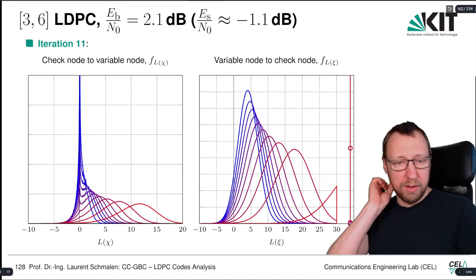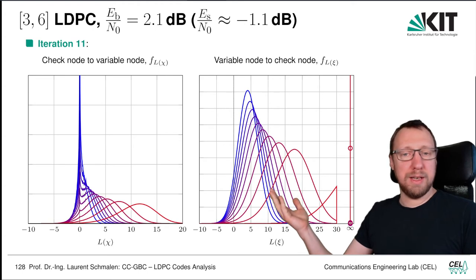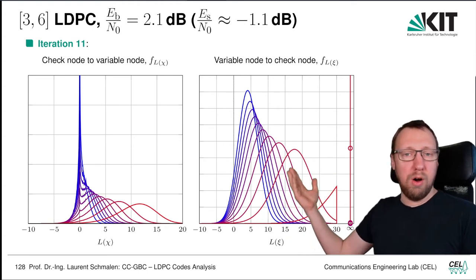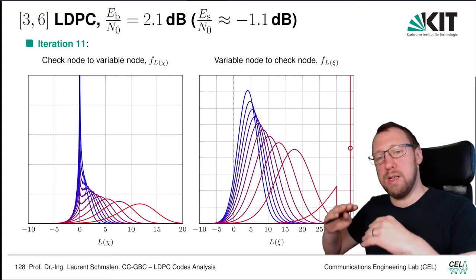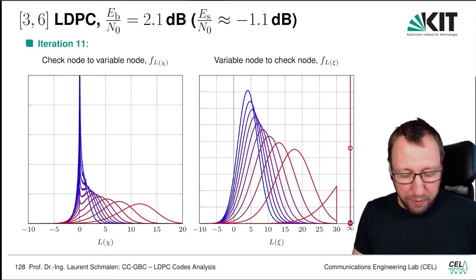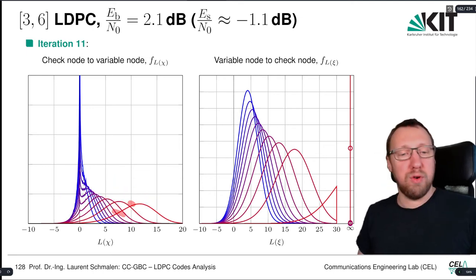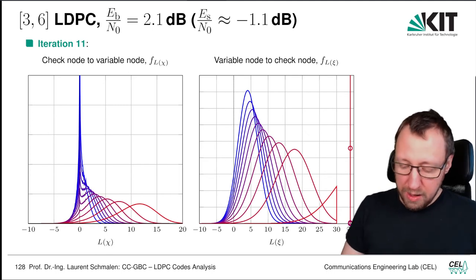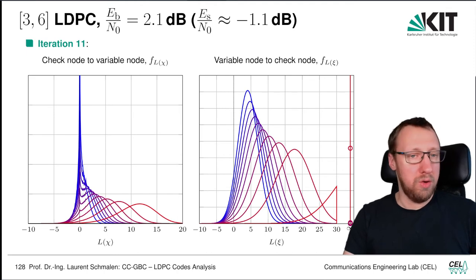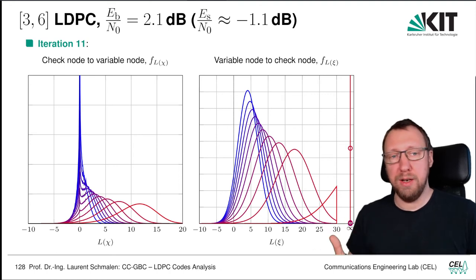So now if we plot all the messages together, we get this diagram here. So in the variable node to check node messages that you can see here, you see that the messages are all rather Gaussian distributed. The mean changes, they get also broader, just as we have seen for the channel. But also for the check to variable node messages, we can see that after a few iterations, they approach a Gaussian and then stay more or less Gaussian. So this is something that we can now use for the analysis by just assuming that the messages are Gaussian. So we make an approximation and we approximate the messages to be Gaussian.